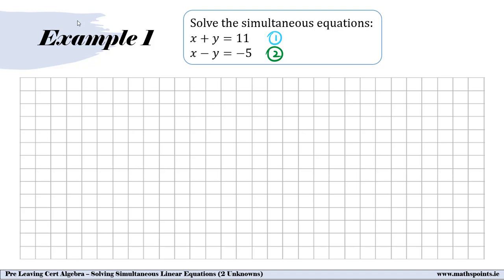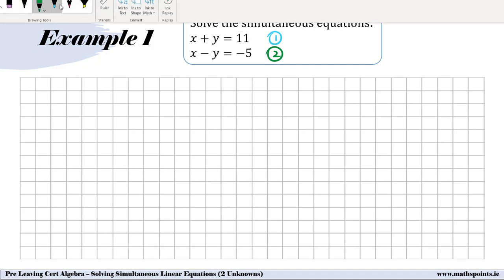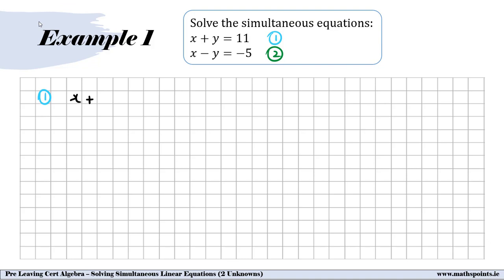Why are they called linear equations? Well, if we write down equation 1 first of all and just explore that particular equation. So equation 1 says that x plus y equals 11. The highest power in this question is 1. We have an x to the power of 1 and we have a y to the power of 1. We have no x squareds or y squareds, we have no x cubes or any powers really that are higher than 1. And so an equation of power 1 is called a linear equation.